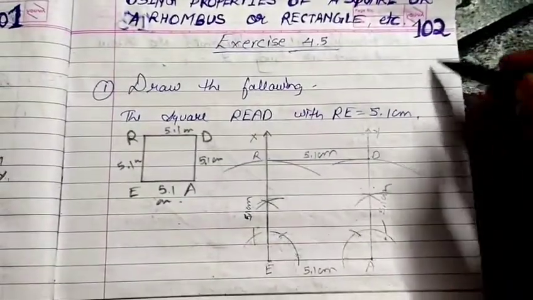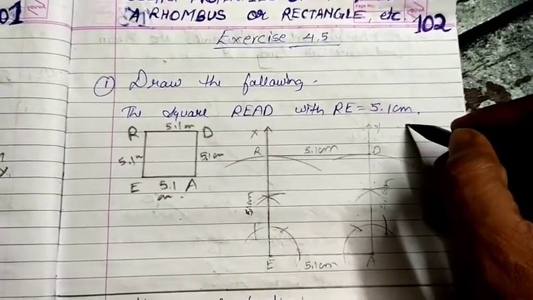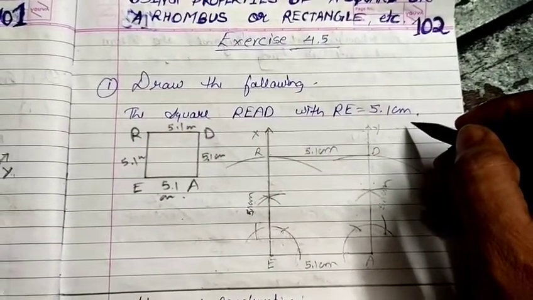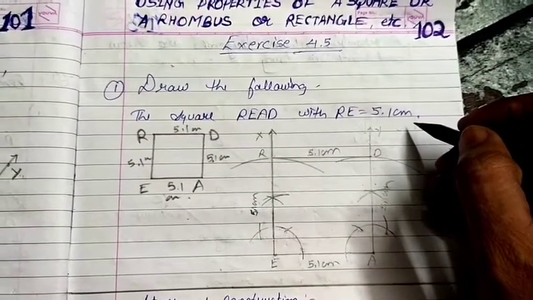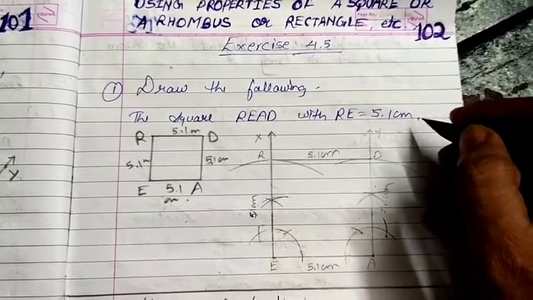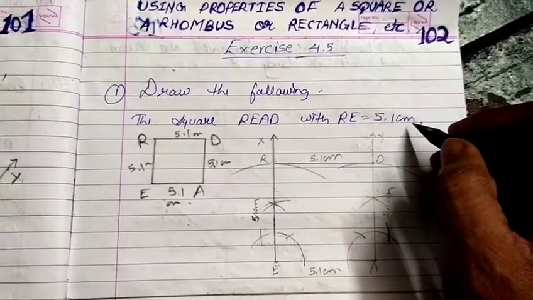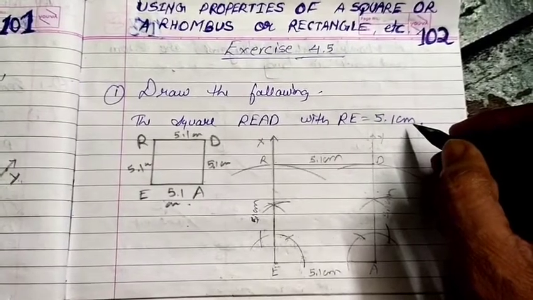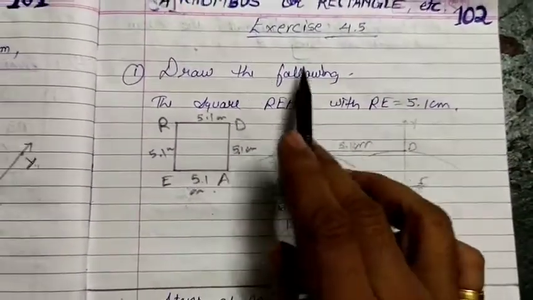Now dear student, to construct a square, you just need one side only. As per the property, all sides of a square are equal. And to construct a rectangle, you just need two sides. As you all know, in a rectangle opposite sides are equal, and in a rhombus also all sides are equal. Now let us start the exercise.